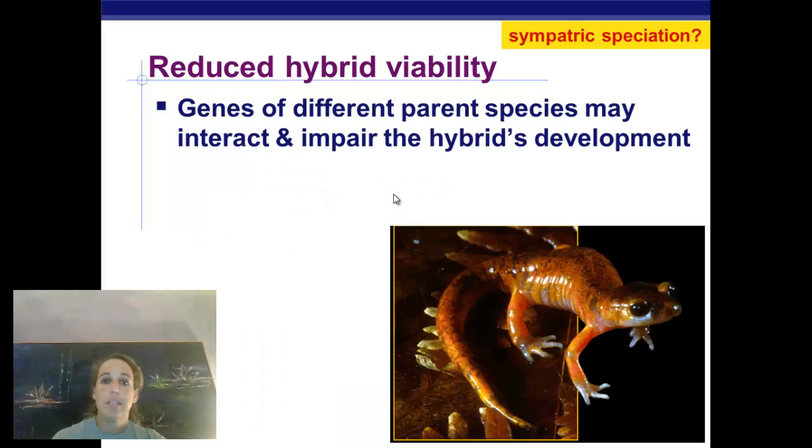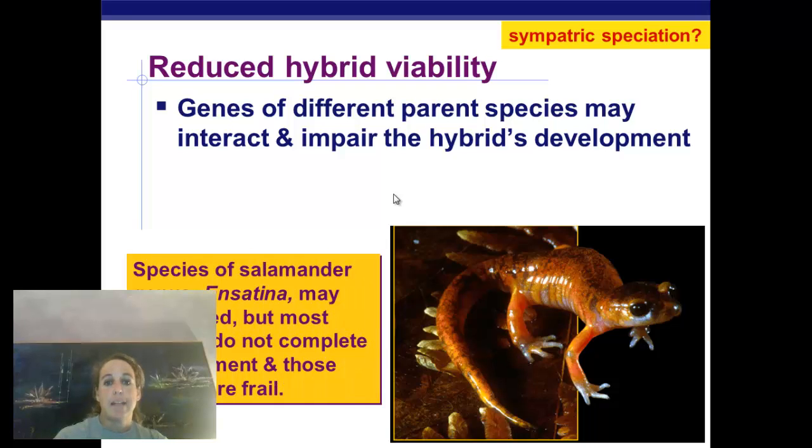Reduced hybrid viability is the first one, and that's when genes of different parent species may interact and impair the hybrid's development. So that means that basically they try to reproduce, fertilization of the egg has occurred, but then those babies don't usually survive. So the mom would have what we would consider to be a miscarriage.